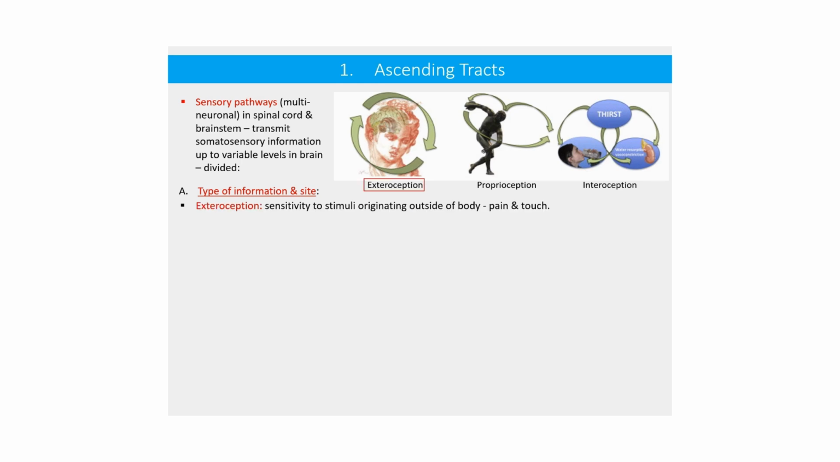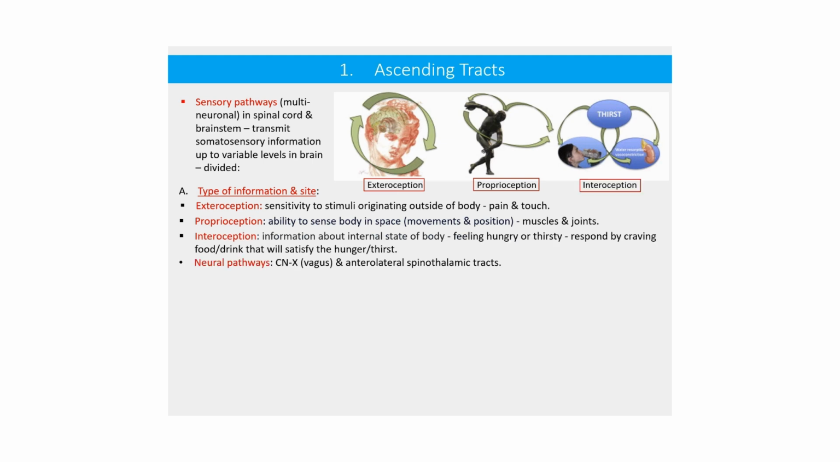This type is divided into exteroception, which is the sensitivity to stimuli originating outside of the body, such as pain and touch. Second variety is proprioception. This is ability to sense body in the space, in the shape of movements and positions, and is carried out through muscles and joints.